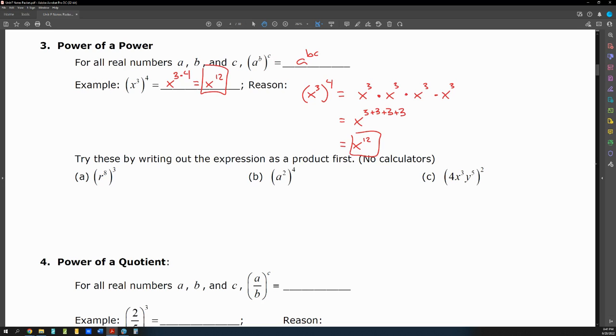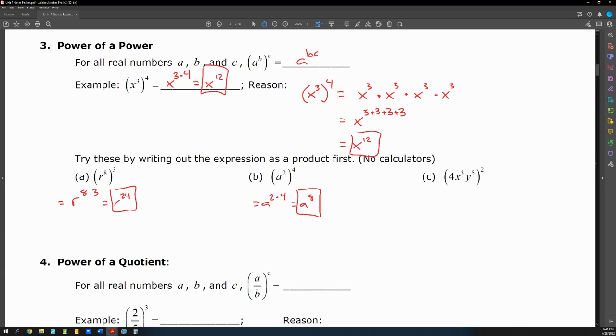So let's go ahead and try this power rule. R to the 8th raised to the 3rd is equal to r to the 8 times 3, or r to the 24. A squared to the 4th power is equal to a to the 2 times 4, or a to the 8th.